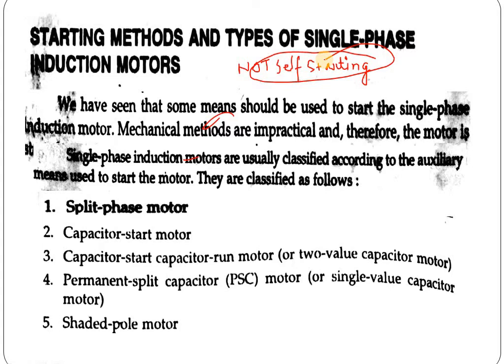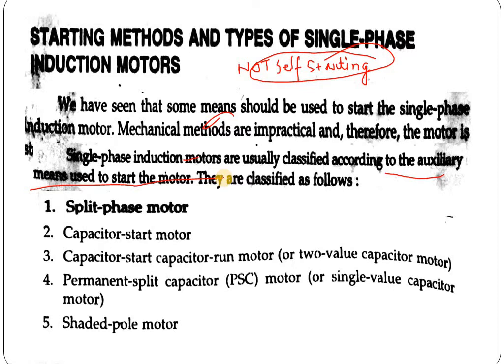Now, mechanical methods are impractical here. It is not possible to give an external force to the motor all the time to start it. So electrical methods are used for starting the single phase induction motor. Single phase induction motors are classified according to the auxiliary means used to start the motor. Auxiliary means can be a capacitor, a resistor, or an inductive type. Various methods are there, which we will learn step by step. Based on that, mainly 5 types of single phase induction motor are classified.